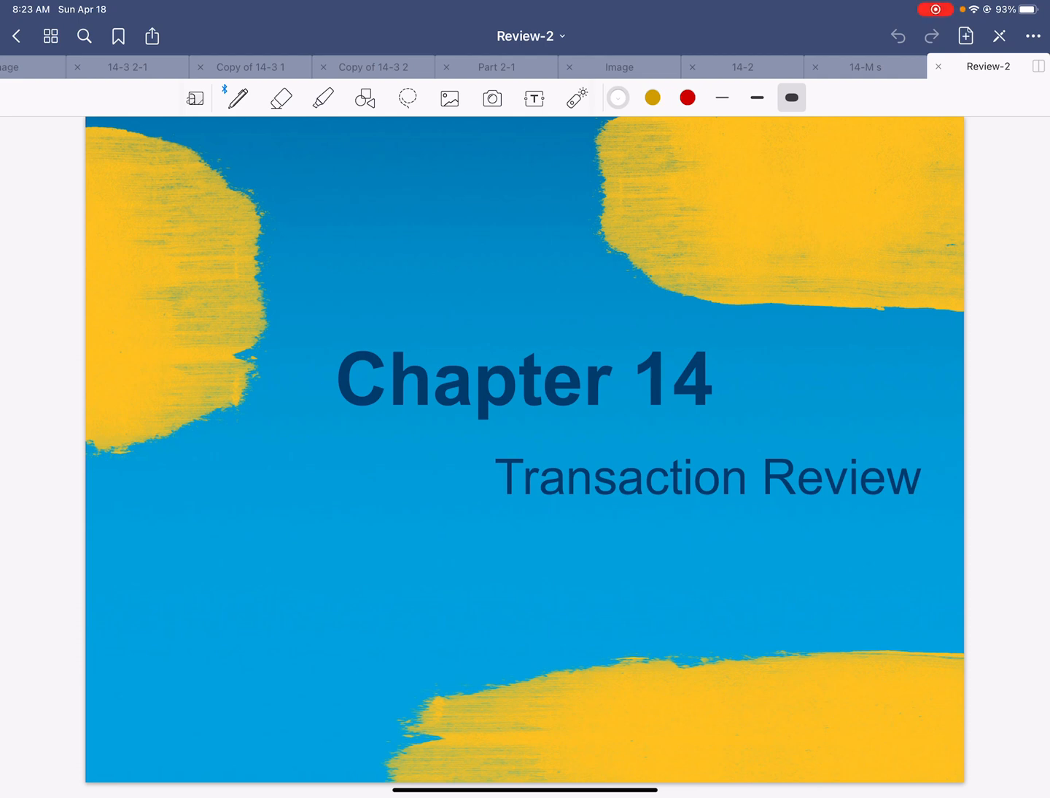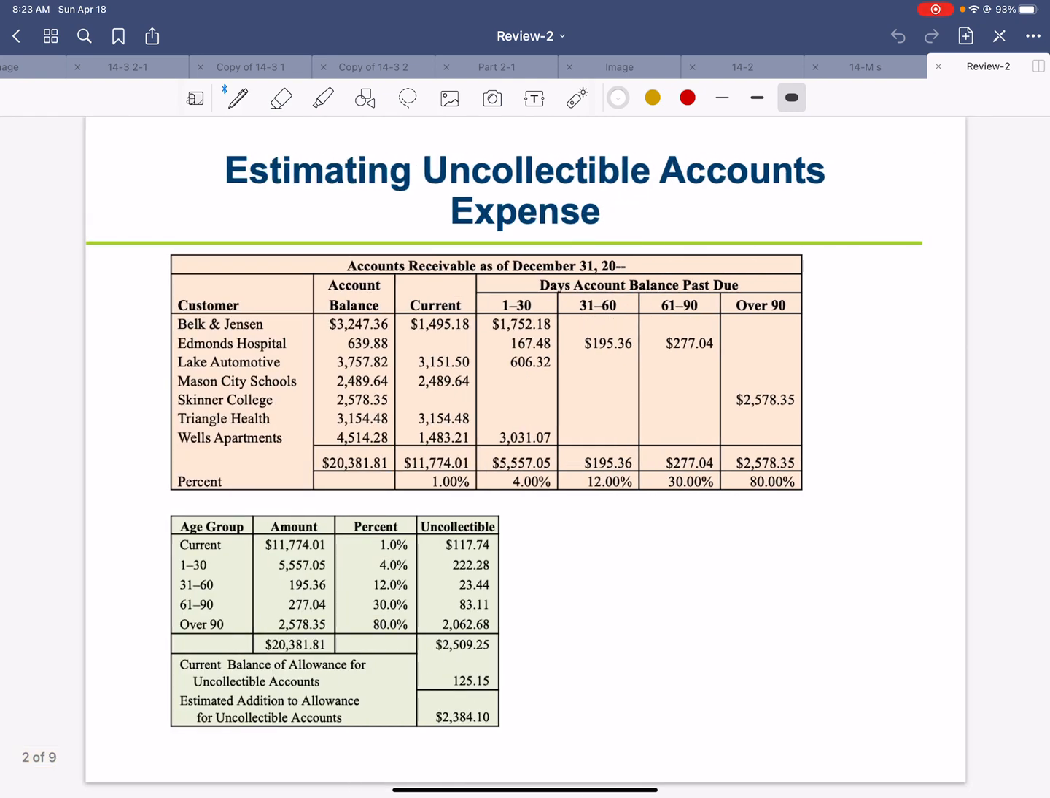Chapter 14, Transaction Review. In this chapter, we covered a number of transactions along with a lot of vocabulary. But the first thing we did was we estimated uncollectible account expenses. And again, we're going to analyze accounts receivable according to when they are due. And this is called our aging accounts receivable.